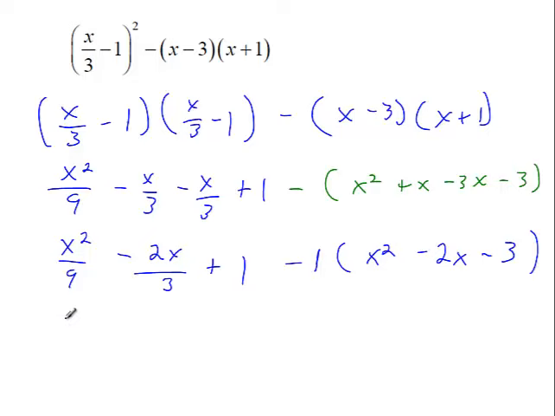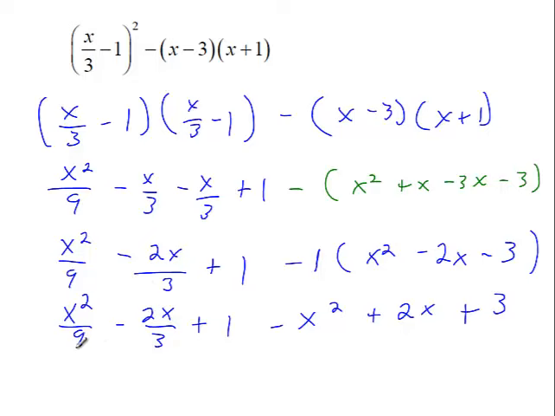I'm going to bring my first numbers down again, so we end up with x squared over 9 minus 2x over 3 plus 1. We're going to multiply to expand to get rid of that second bracket. Negative 1 times x squared gives me minus x squared. Negative times a negative gives us plus 2x. And negative 1 times negative 3 gives us plus 3.